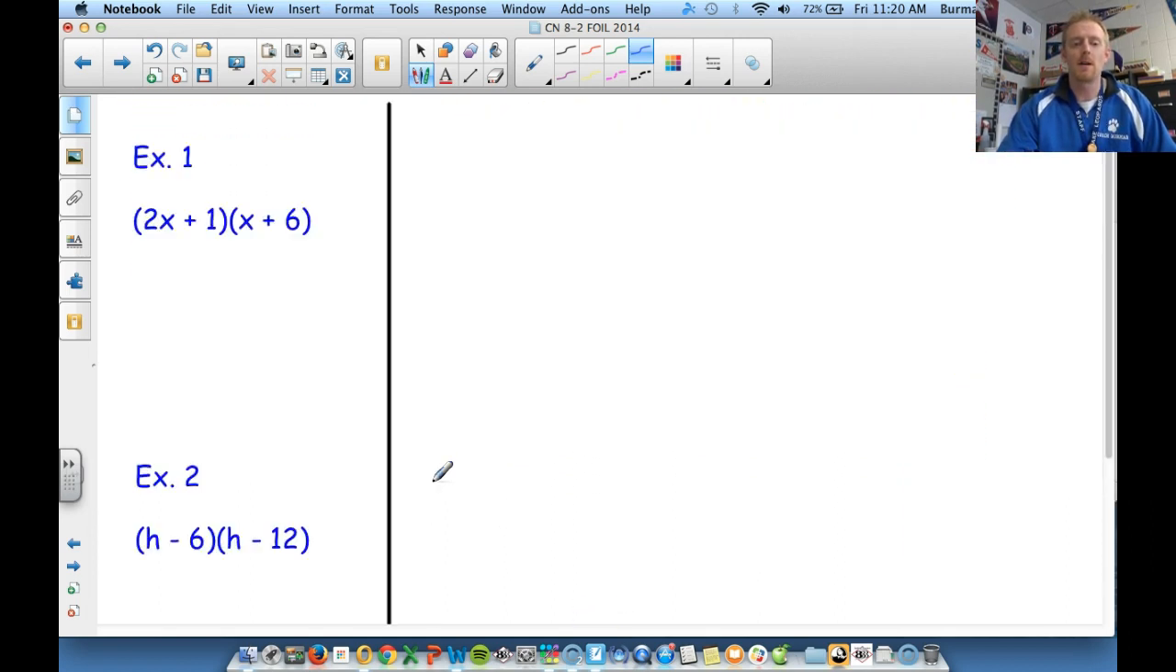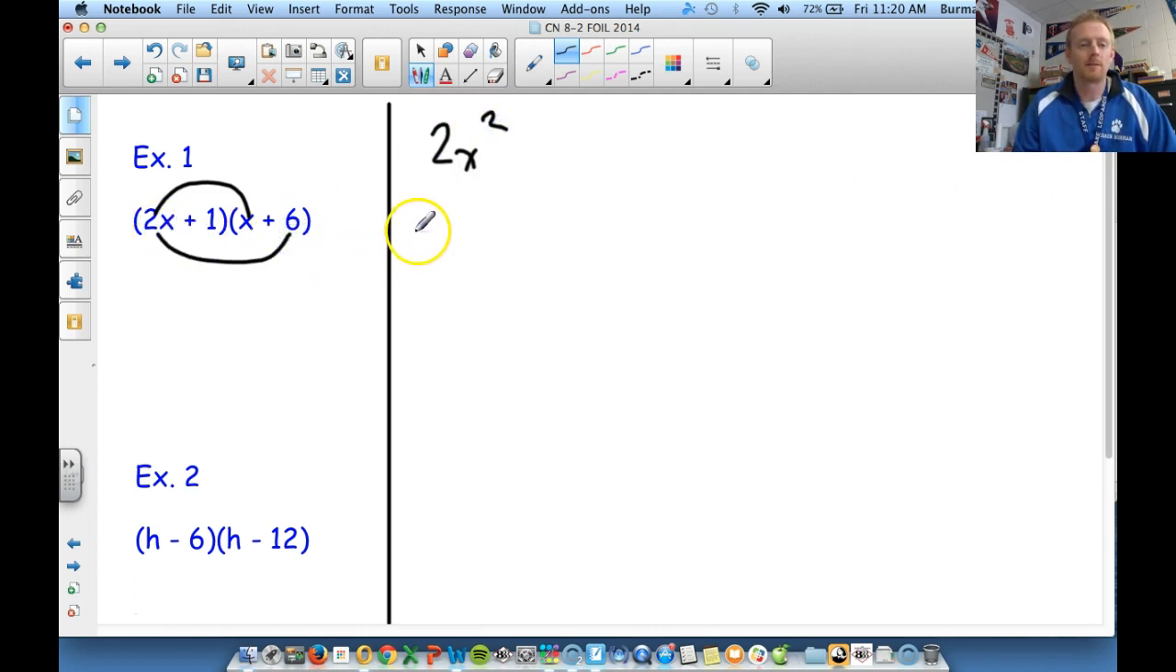All right, let's start doing the FOIL process with this first example. And the FOIL process, again, folks, is just firsts. So 2x times x makes a 2x squared. Outers, or outsides, 2x times 6 makes a positive 12x. Inners, 1 times x makes a positive x. And lasts, 1 times 6 makes a 6.